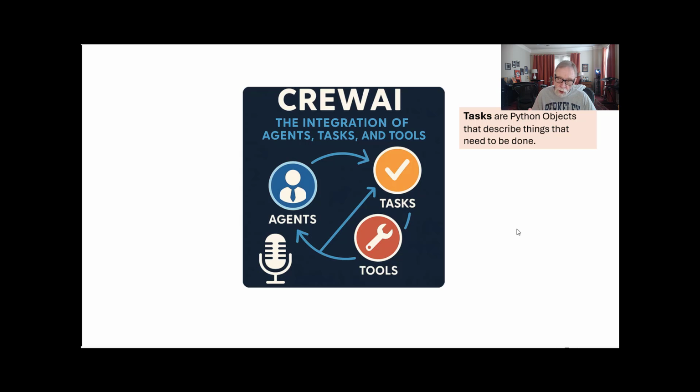So under the hood, tasks are Python objects. So we're in Python land, but we're abstracting that away in many ways, just thinking about the tasks that need to be done. So tasks are Python objects. They describe things that need to be done, such as, very general, research the latest advances in renewable energy technology. That may be one of the tasks we want the agent to be able to do.